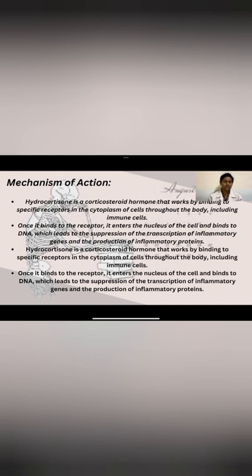So let us discuss the mechanism of action. Hydrocortisone is a corticosteroid hormone that works by binding to specific receptors in the cytoplasm of cells throughout the body, including immune cells. Once it binds to the receptor, it enters the nucleus of the cells and binds to DNA, which leads to the suppression of the transcription of inflammatory genes and the production of inflammatory proteins.